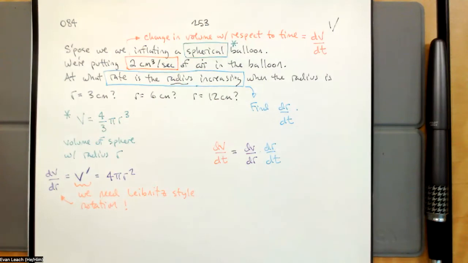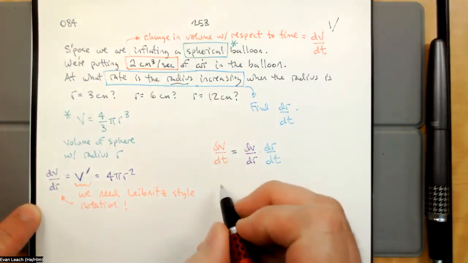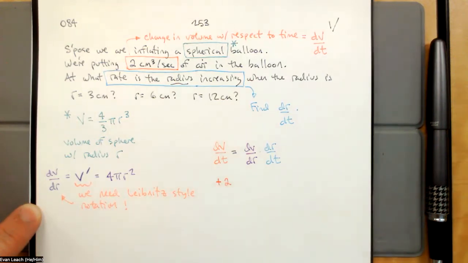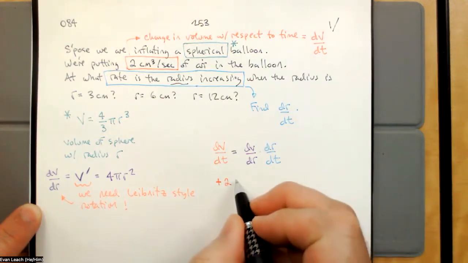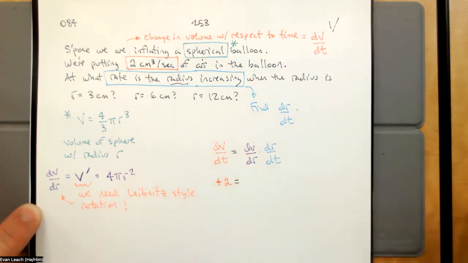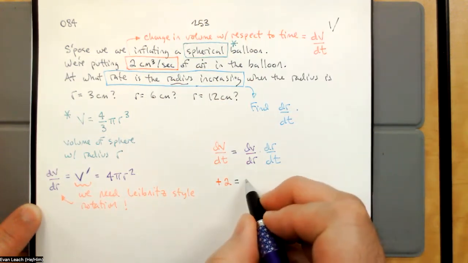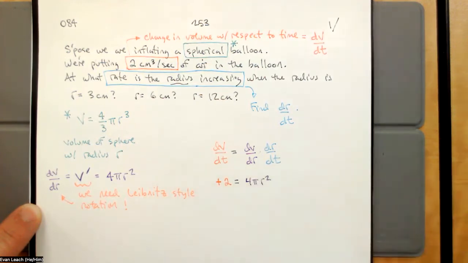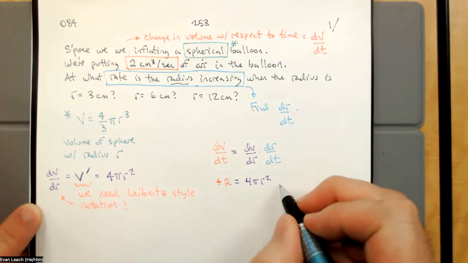dV/dt, we know, is 2 cubic centimeters per second. dV/dr is 4 pi r squared. And dr/dt is the thing that we're looking for.